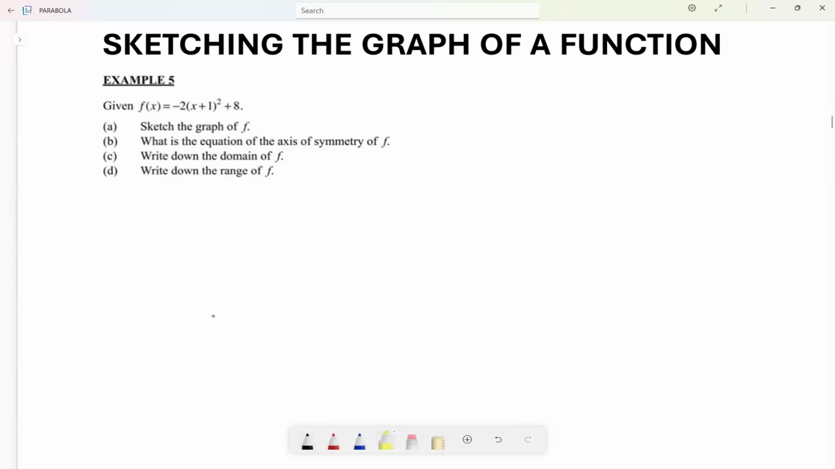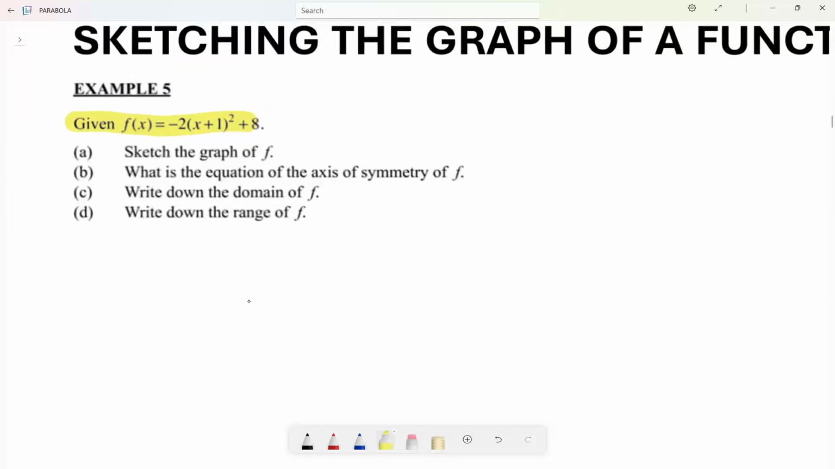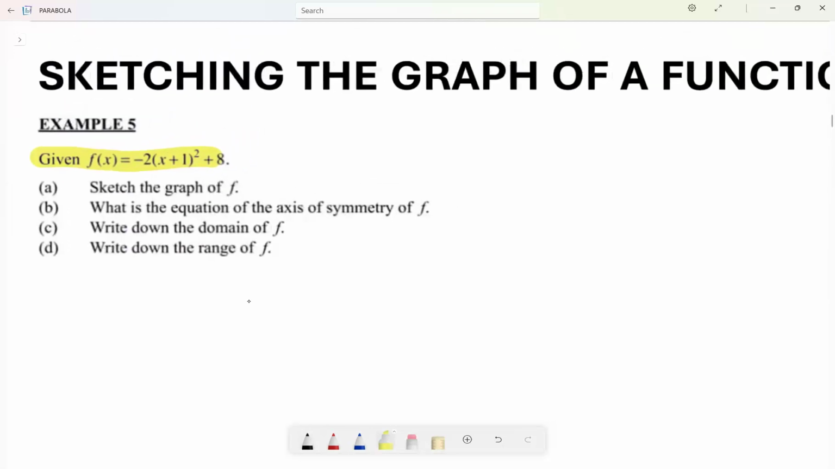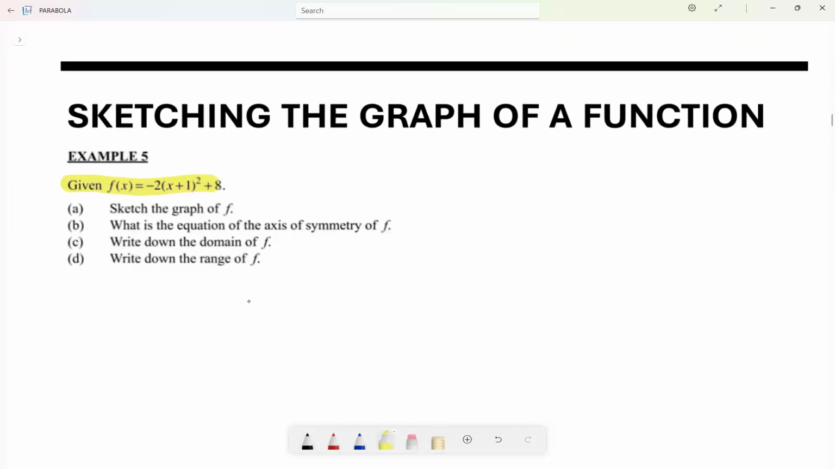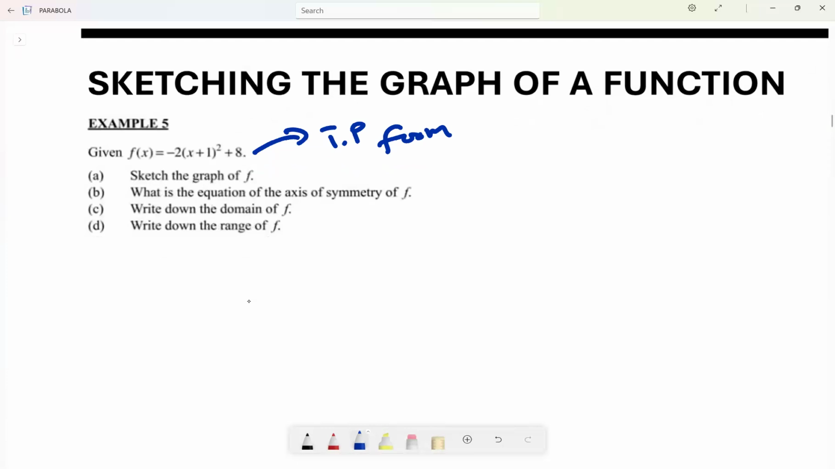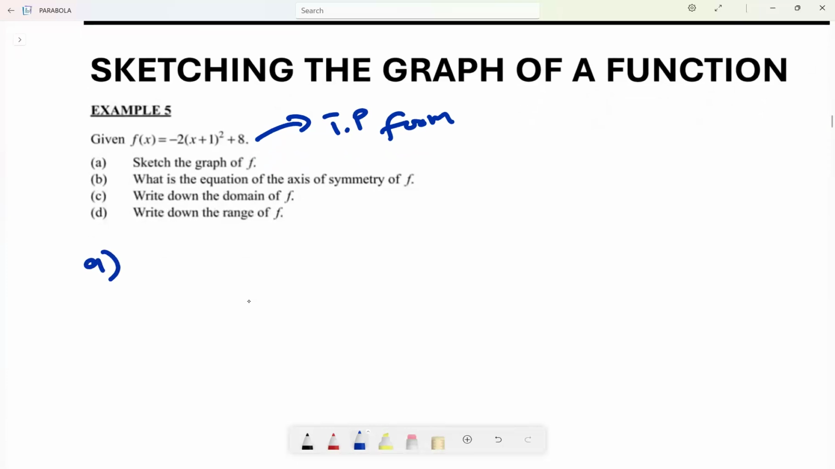Now, an example. Given f(x) is equal to negative 2 into (x plus 1) squared plus 8. So we are given this in turning point form. Remember this is the turning point form. How do I know? I see (x plus 1) squared. So question A says to me, sketch the graph.